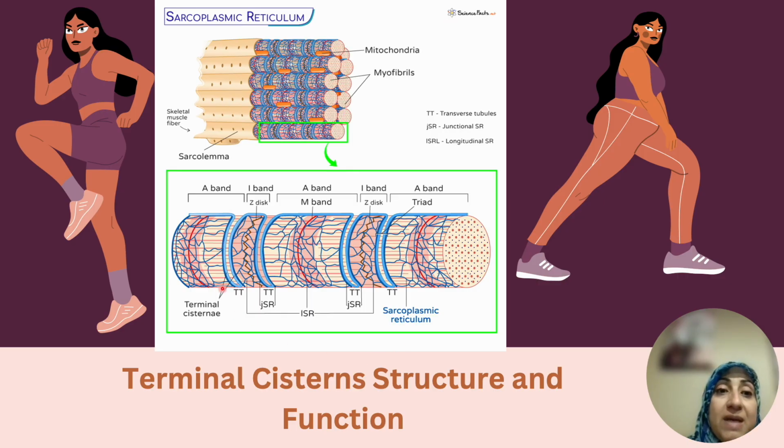Terminal cisternae, also known as lateral sacs, are a large area of the sarcoplasmic reticulum that form perpendicular cross channels at the junction of the A band and I band in a muscle fiber.